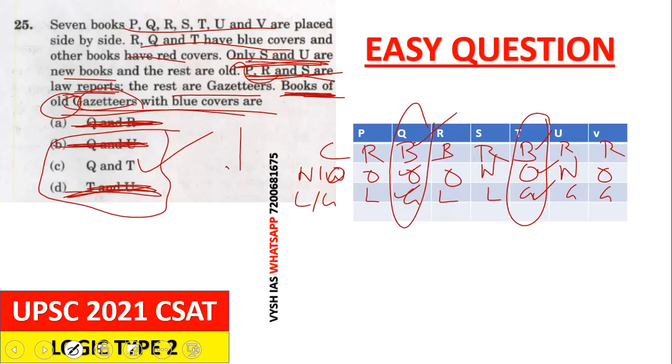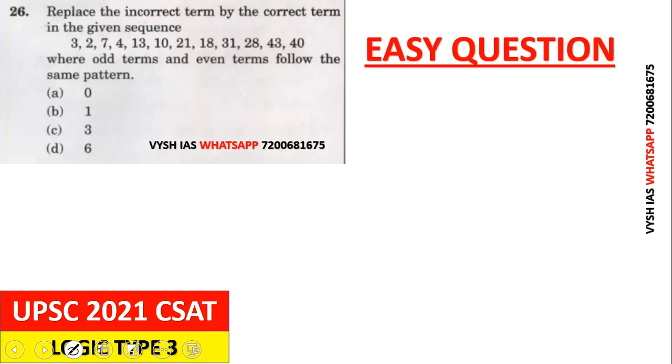Meaning either read from top to bottom, you get a table like this solved, or read from bottom to top, each line, and keep eliminating and you will get the answer. Either way, you will get the answer as Q and T. Okay, answer is C.